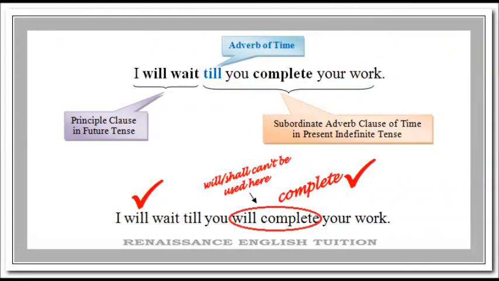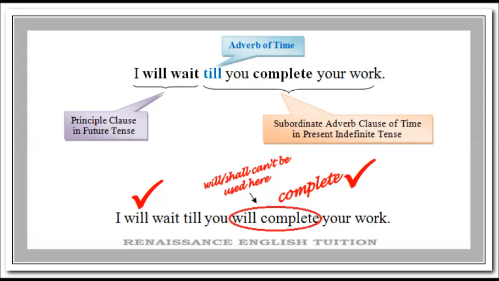Let's move to the second example. I will wait till you complete your work. Like the first sentence, this sentence is also made up of two separate clauses, the main clause and the subordinate adverb clause of time. The main clause is I will wait and the adverb clause of time is till you complete your work. As in the previous example, here too, the present indefinite comes after the adverb, till.